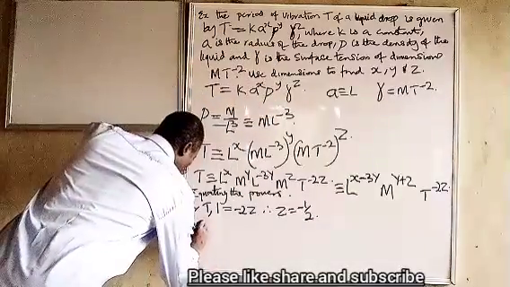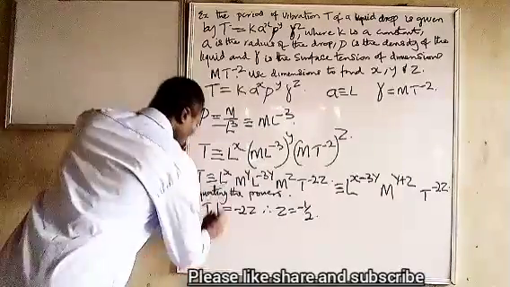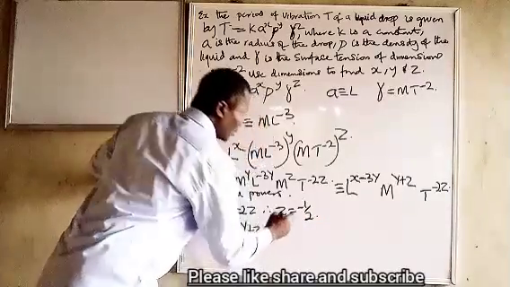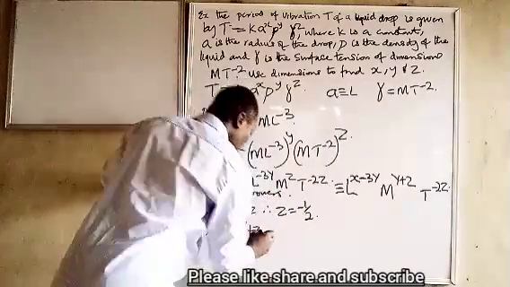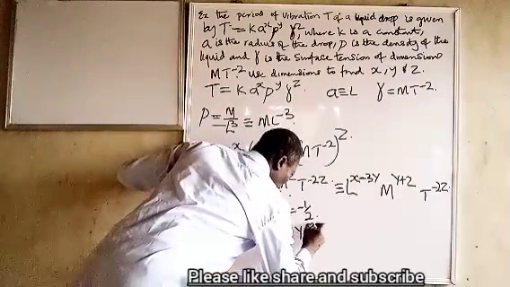For n, you can see it is 0 on this side. So we have 0 is equal to y plus z. And you know z is minus half. So y is equal to half.